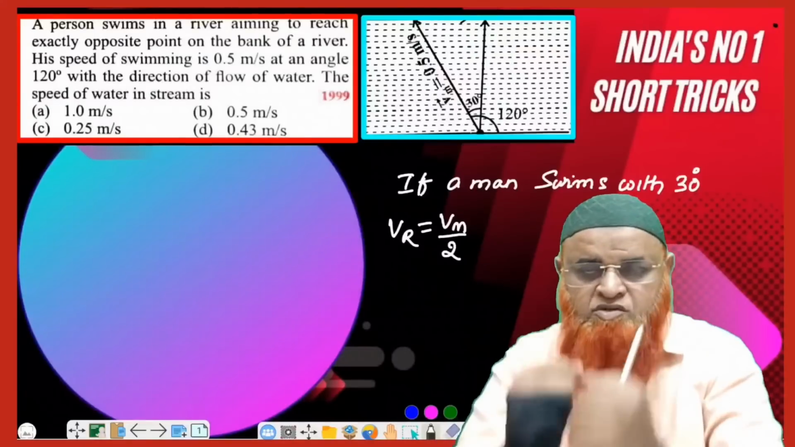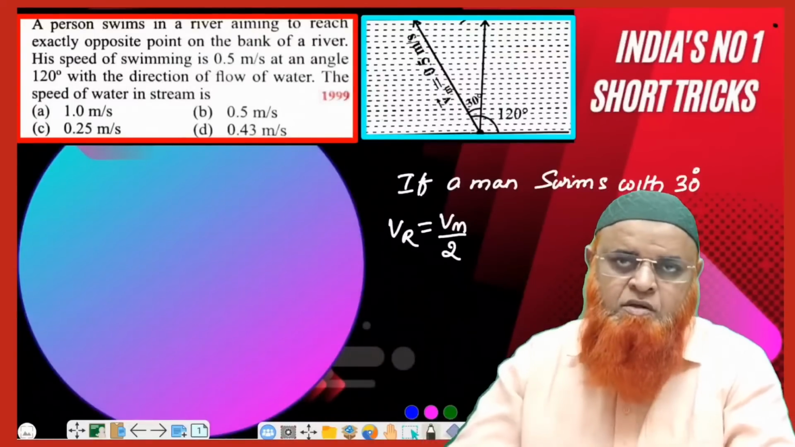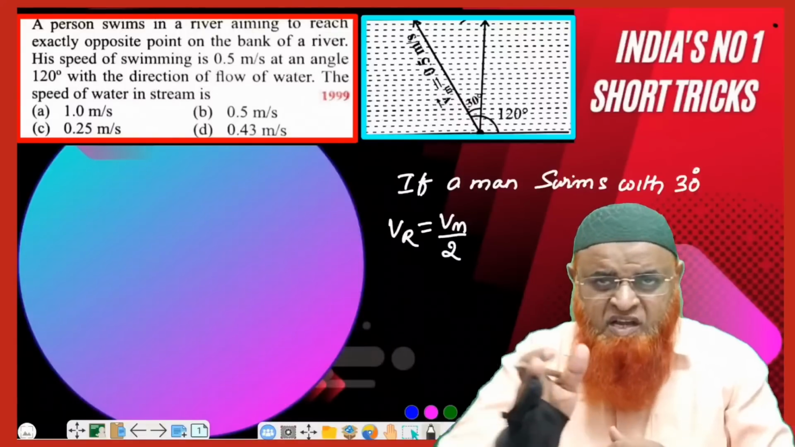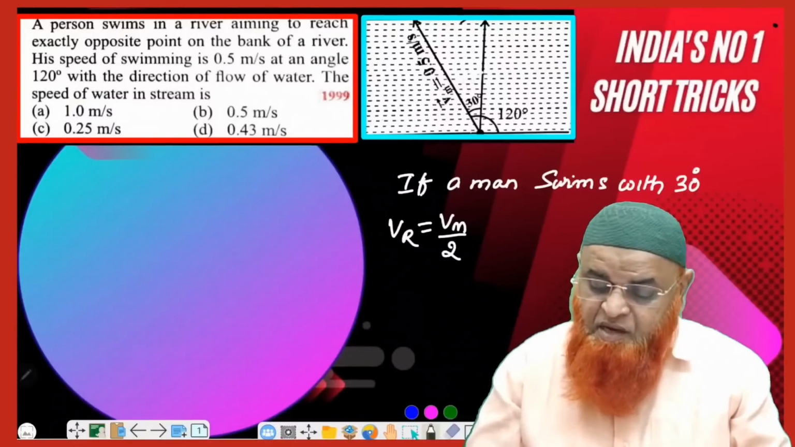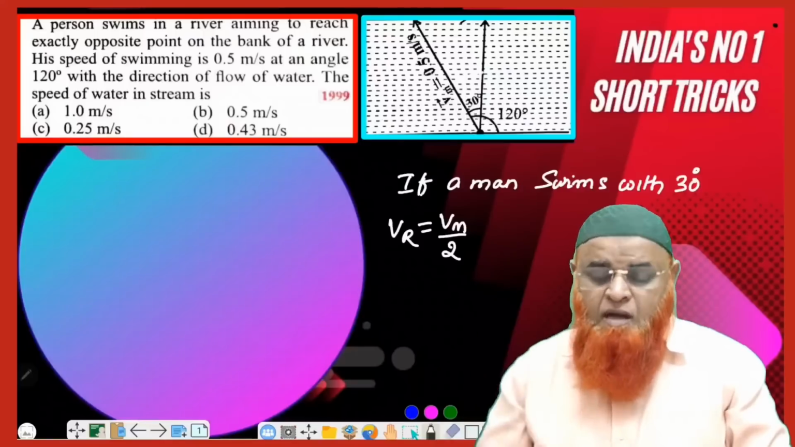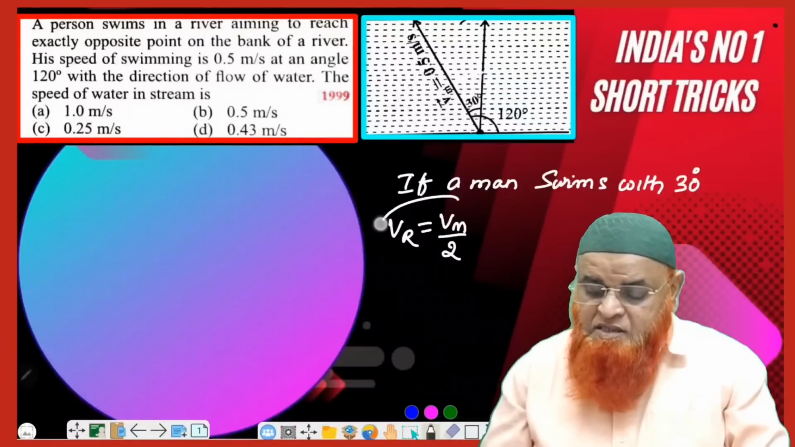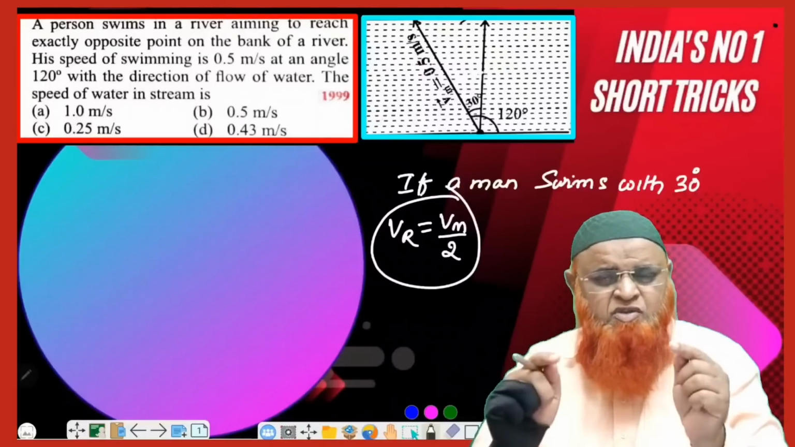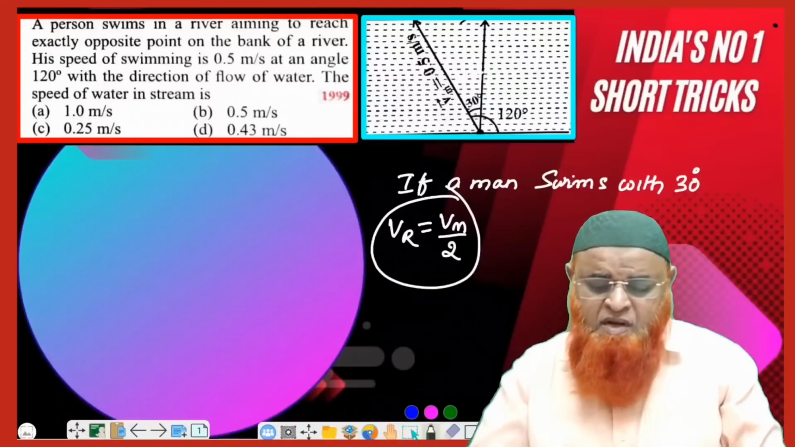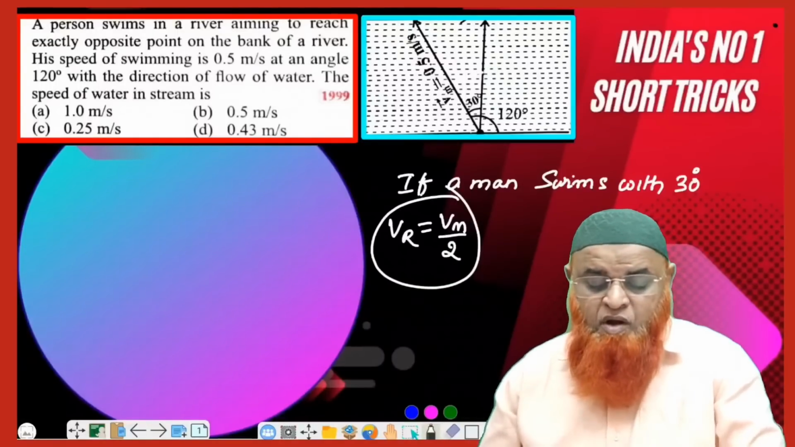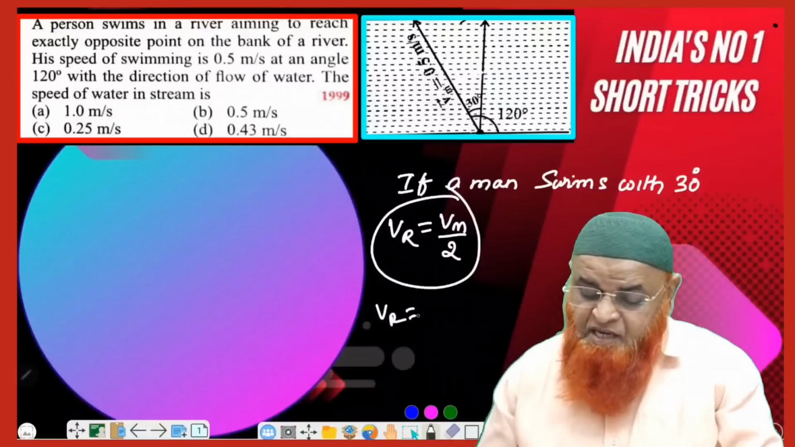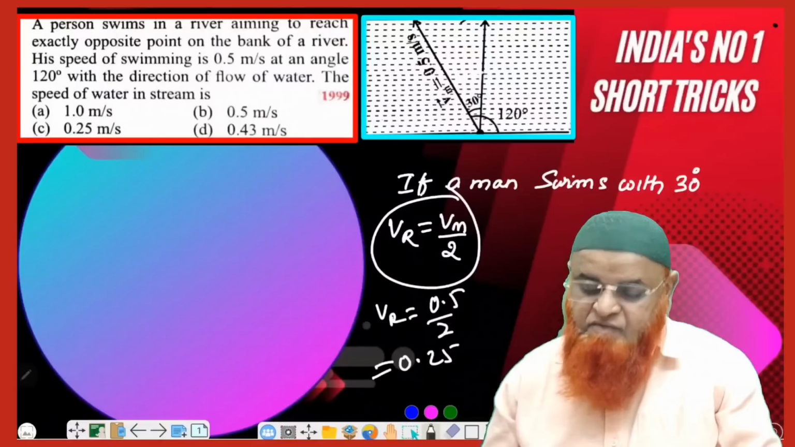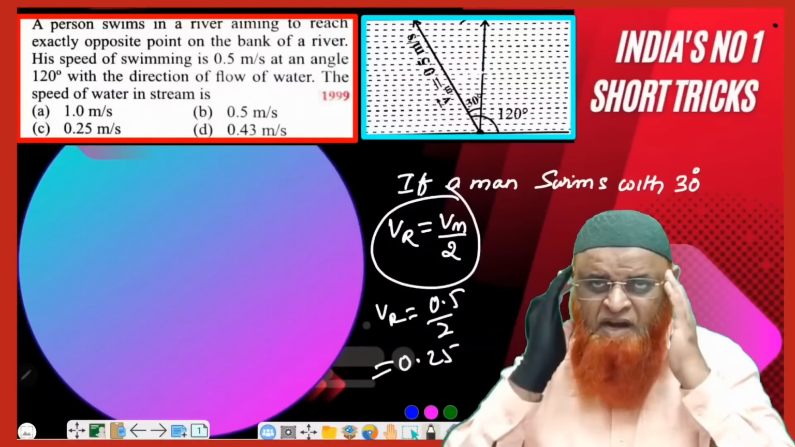My dear students, first I'll tell you one shortcut method. After that, I'll tell you the lengthy method also. So whenever a man is swimming with 30 degrees to the vertical, like what is shown in the diagram here, then always remember one thing, that the velocity of the river will be always half of the velocity of the man. That means this problem can be solved in your mind, without pen and paper. For example, it is given in the problem that velocity of the man is 0.5. That means velocity of the river is going to be 0.5 by 2. The answer is 0.25 exactly. Without solving also, in mind you can tell the answer.